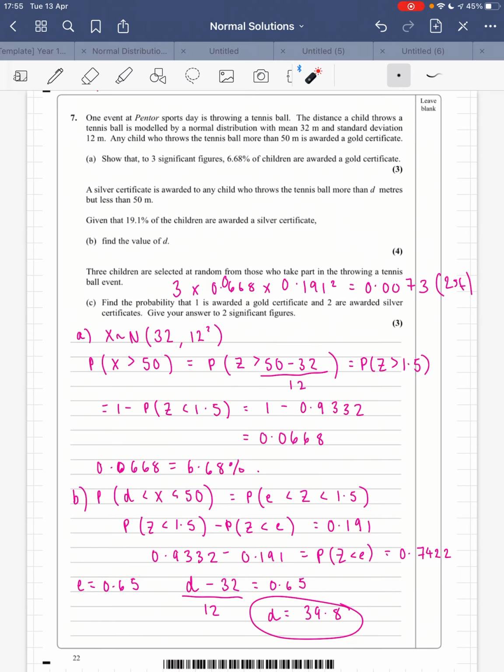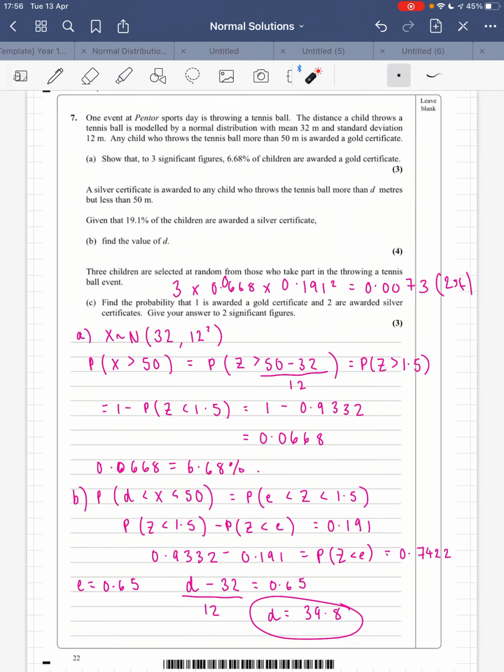We actually need to calculate 1 minus the probability that z is less than 1.5, which is what we can read from the table. When we find it in the table, that gives us 0.9332. 1 minus that gives us 0.0668, which is 6.68% when you change that decimal into a percentage by multiplying it by 100. So we have shown that 6.68% of children get that gold certificate.